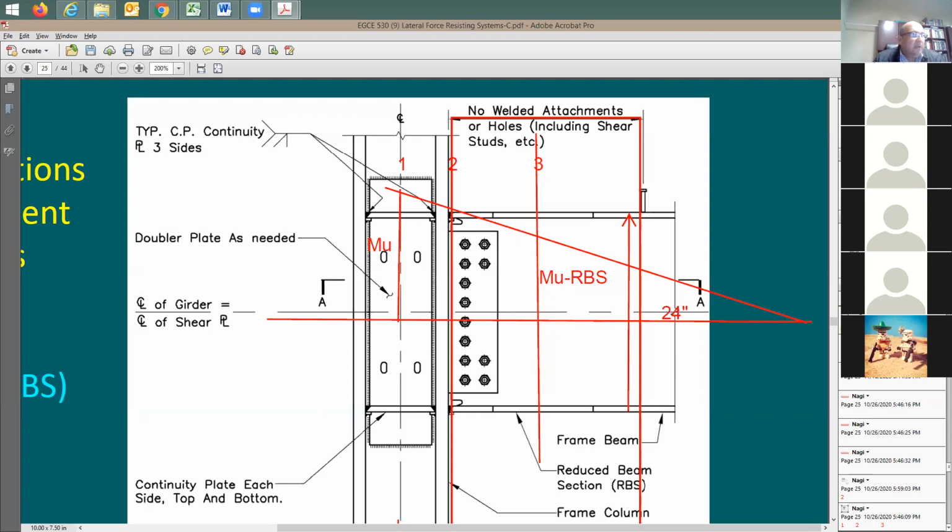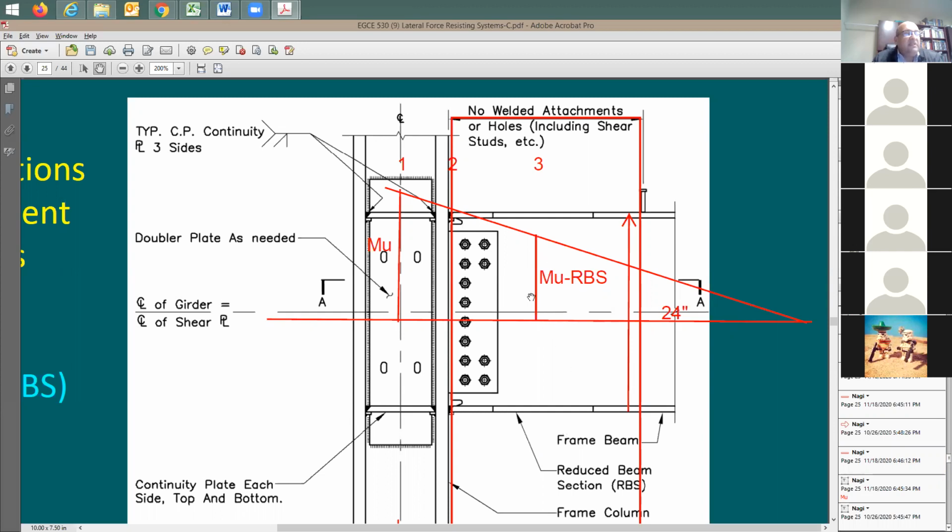Now, which moment are we talking about? I'm going to say this is going to be this moment from here to there at this section. So we get again this M sub U for the RBS. Again, you're going to be taking this value from your seismic analysis when you put the seismic forces on the moment frame, and then you do your analysis with a SAP model, let's say. You're going to be doing SAP 2000 or any other software. You just read this value here.